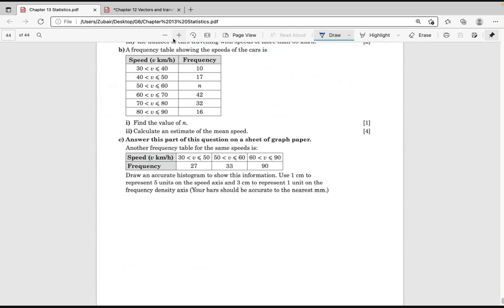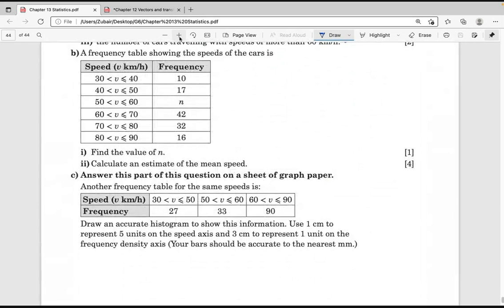B says a frequency table showing the speeds of the cars is this: 30, 40, 50, 60, 70, 80, 90. And luckily, the class width is the same. Find the value of n. Now, see speeds between 30 and 40. Before we solve for n, just understand the question. From 30 to 40, it says the frequency is 10. How do we know that? We are going to read it at 40 and at 30.